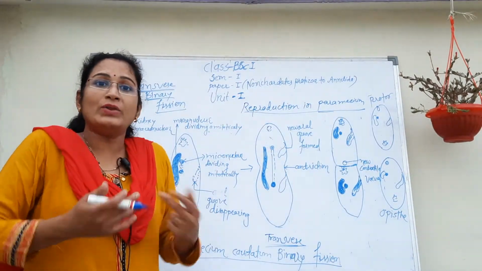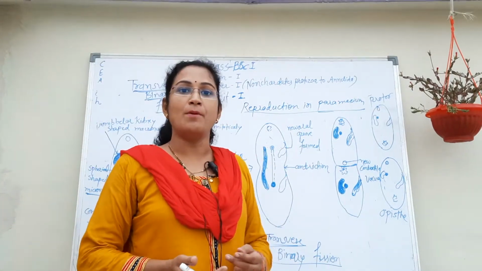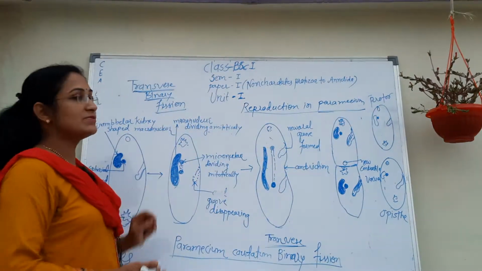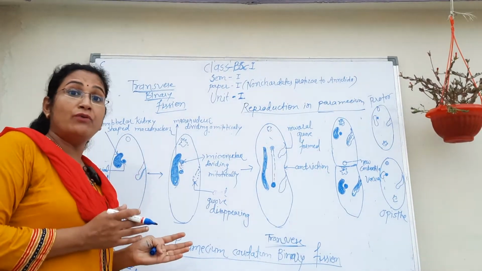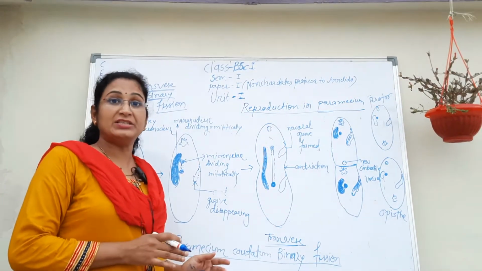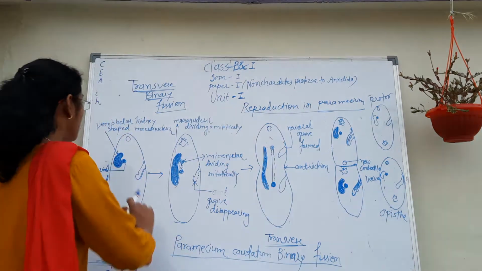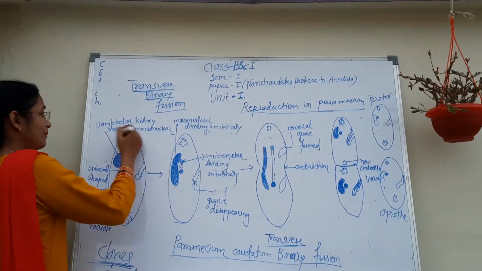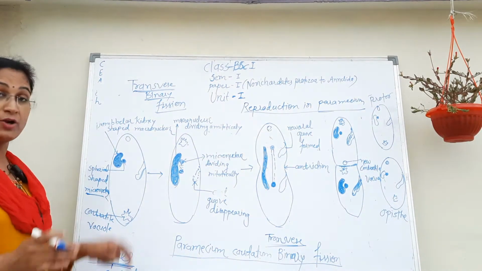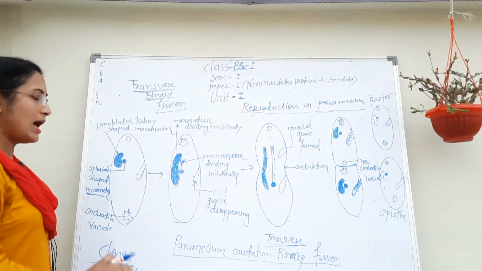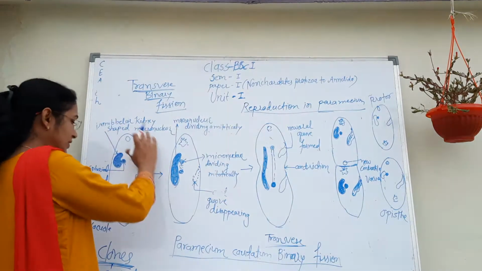So how do these two daughter Paramecium form from transverse binary fission? At the beginning of fission, this fully grown Paramecium divides mitotically. But before that, I will explain the structure of Paramecium.